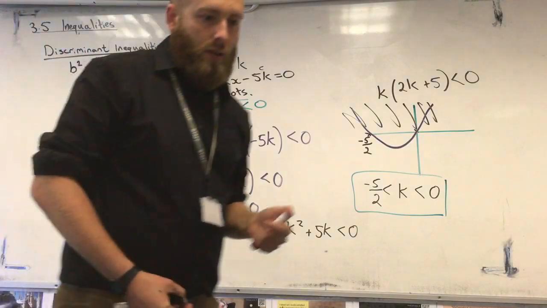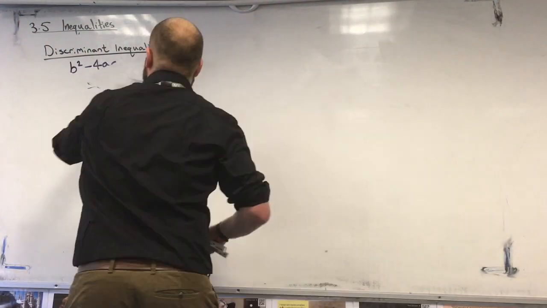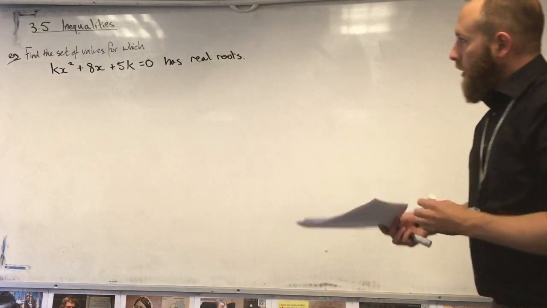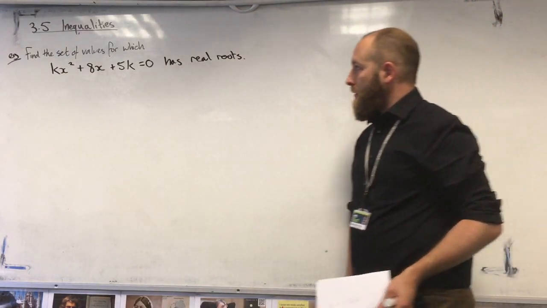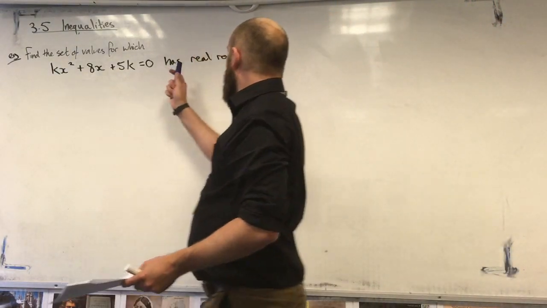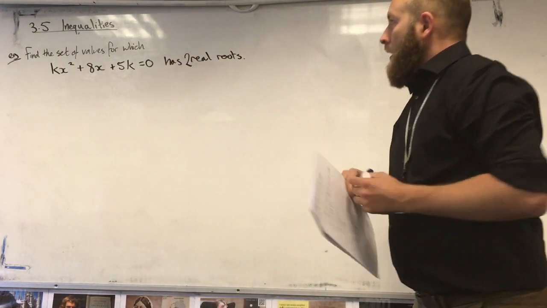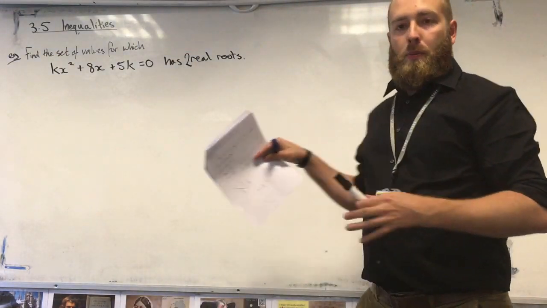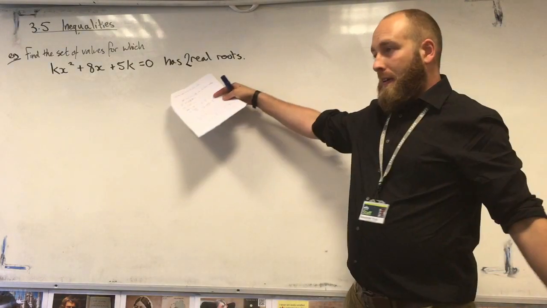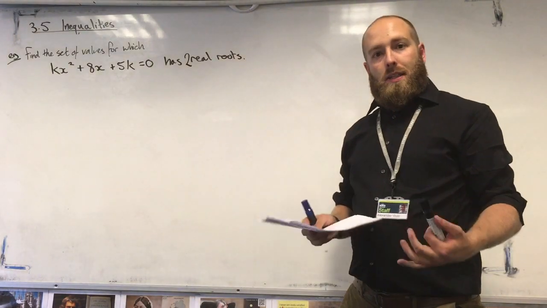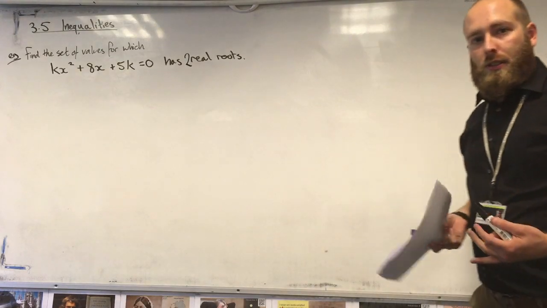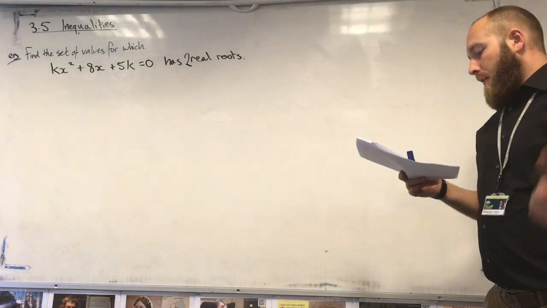Right, let's try another couple of these ones. So next example, find the set of values for which this equation has 2 real roots. If you want to pause it and give it a go, it's like the one we did just now, but obviously instead of no roots, we've now got 2 roots. Still going to be using discriminant inequalities to try and solve this though. So pause the video now if you want to try it on your own.